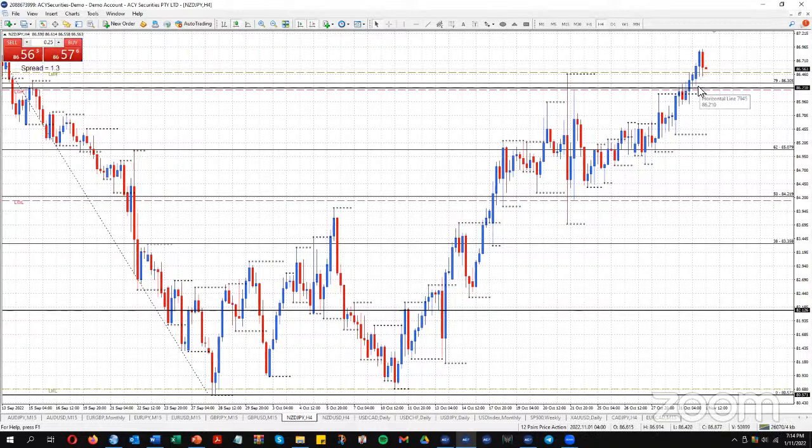Does that area become resistance over the next few days? Do we move back below that area? Do we see it get challenged and rejected? And then, okay, if we do, it's game on for a potential move back down the range.